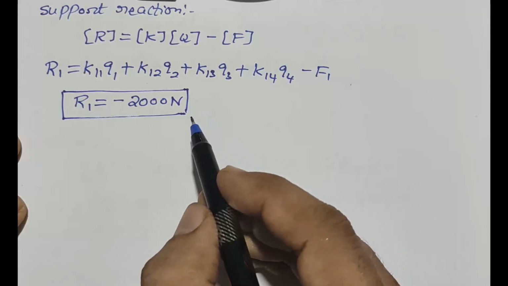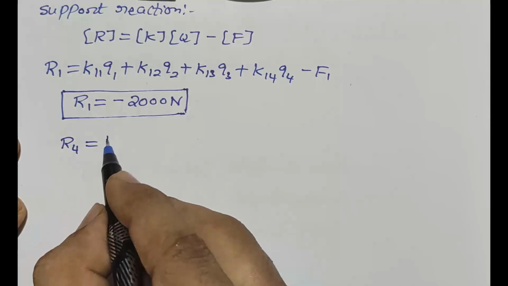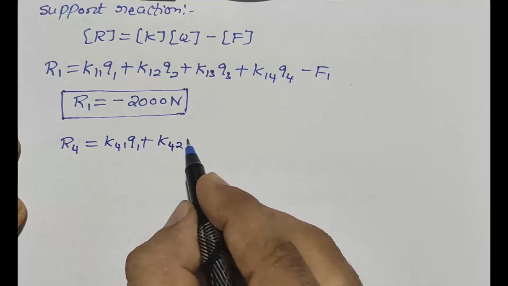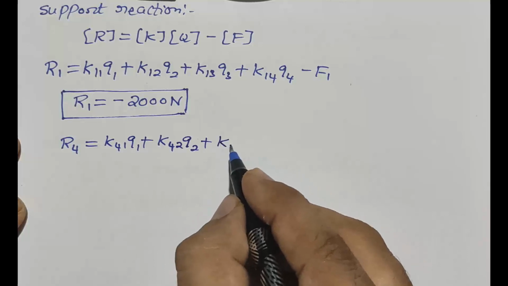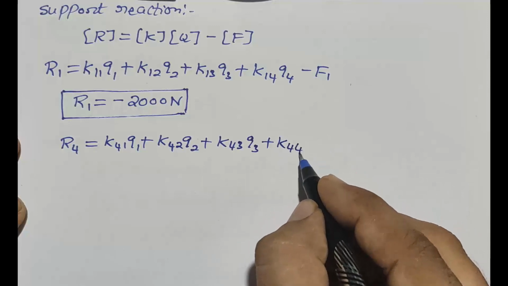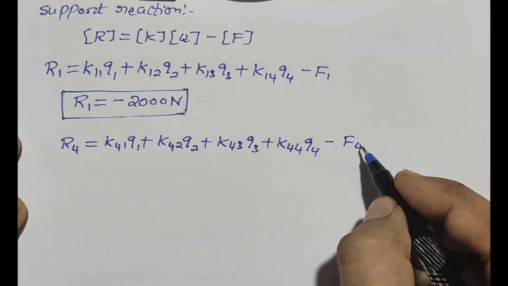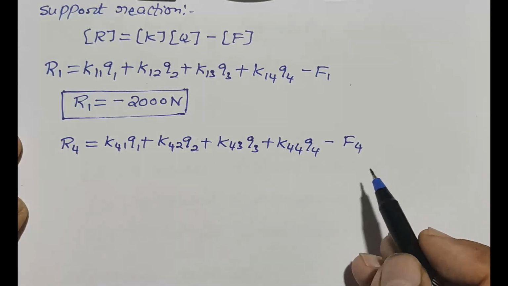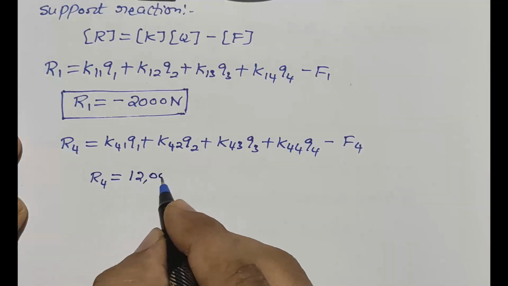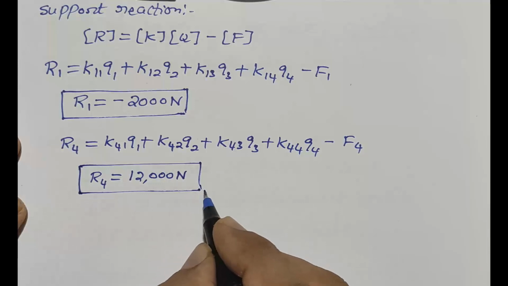Next we need support reaction at node number 4, that is R4. R4 is equal to K41 Q1 plus K42 Q2 plus K43 Q3 plus K44 Q4 minus F4. Substitute all the values and simplify, we will get R4 is equal to 12,000 Newton. This is the support reaction at node number 4.